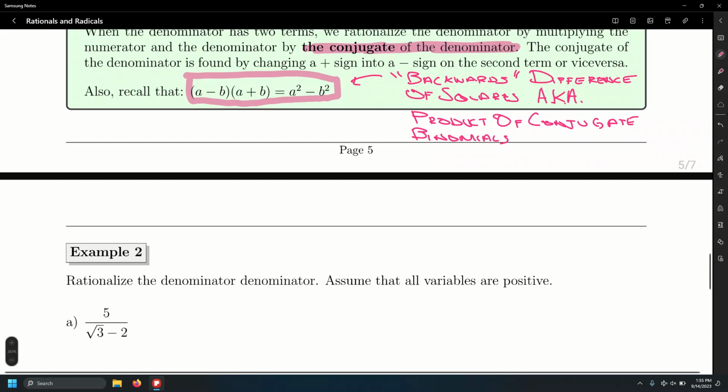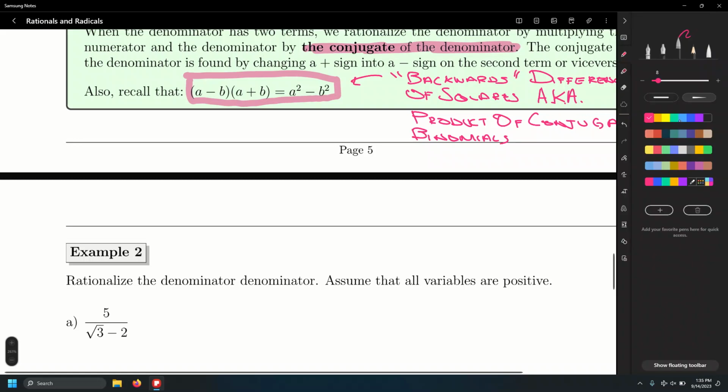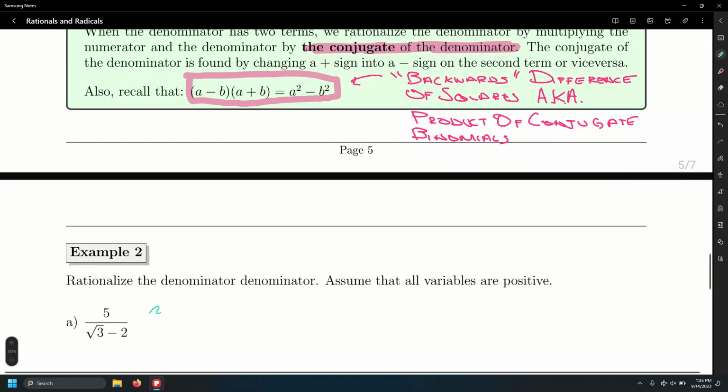Plus 2. So we would have to change to a plus. Okay, so that'll be the square root of 3 plus 2, and divide by the square root of 3 plus 2. All right? Okay, so this is what we're going to do. Multiply across.